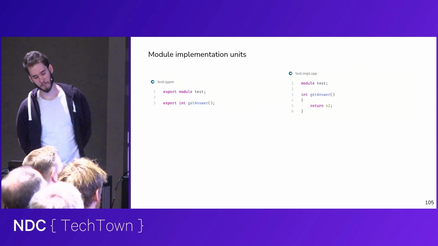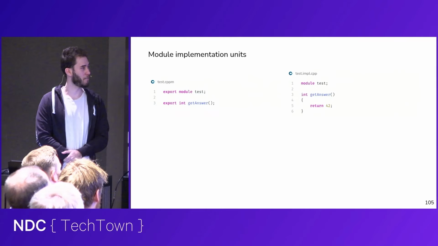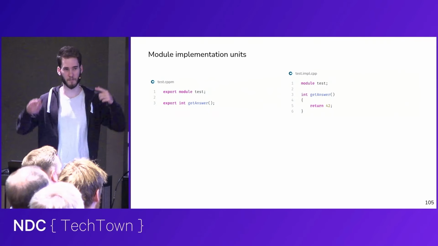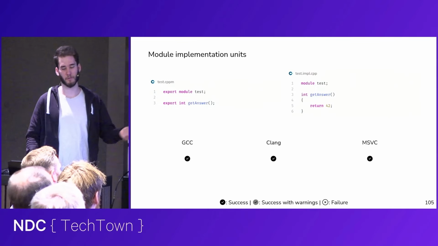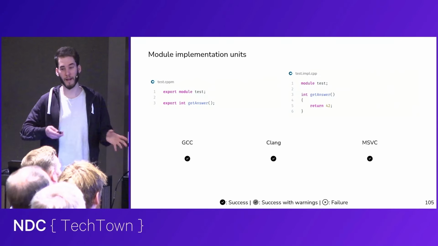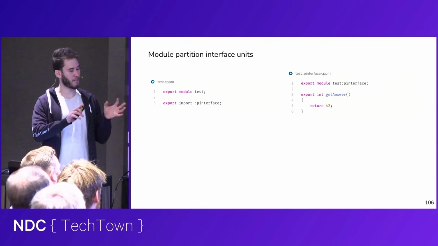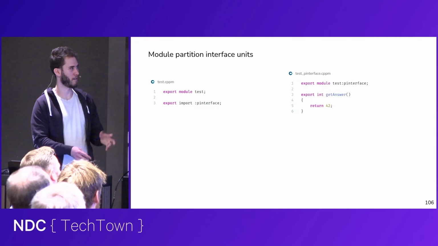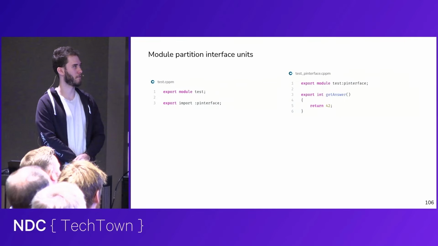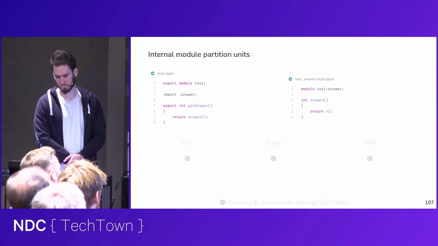For the module implementation units, it's basically similar to what we did in the previous slide, but just having different files instead of different parts of the same file. And that is able to be done by every compiler, so you don't lack this feature, you just lack one way to do it. For the module partition interface unit, so just splitting this interface into multiple files, here we just put this getAnswer function into this partition and then re-export it from the left side. You can get it to work everywhere, that's fine.